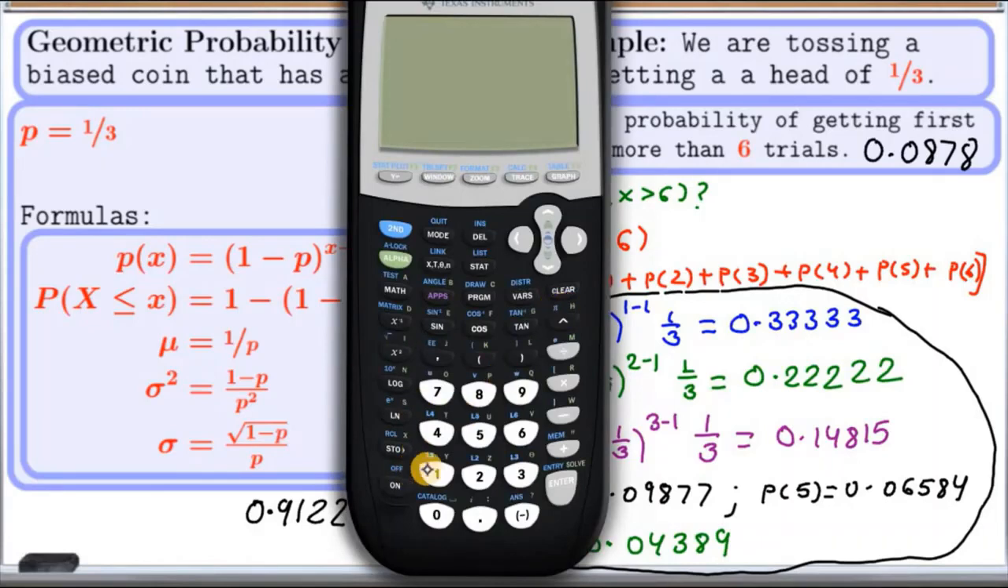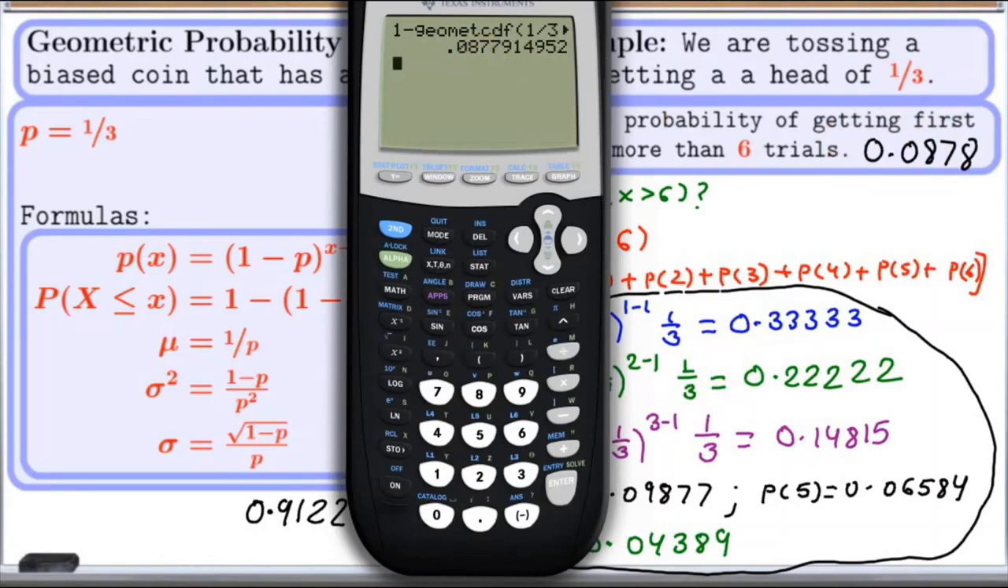Now let me show you how to get this in a calculator. For that, we can do 1 minus, go to second, distribution, use the arrow key to go all the way down to geometric CDF, then hit enter. So our P is 1 over 3 and our X value is 6, then hit enter. Then hit enter again. So we got this number, and this is exactly what we got here using the formula also.